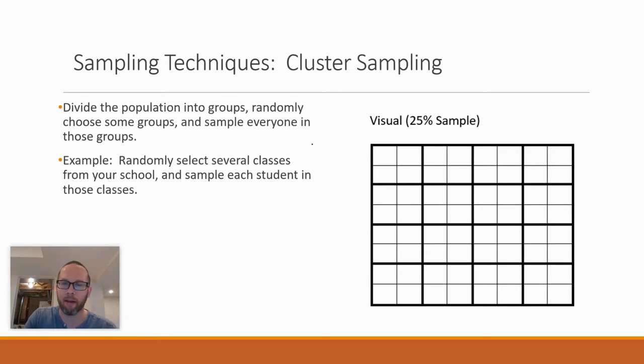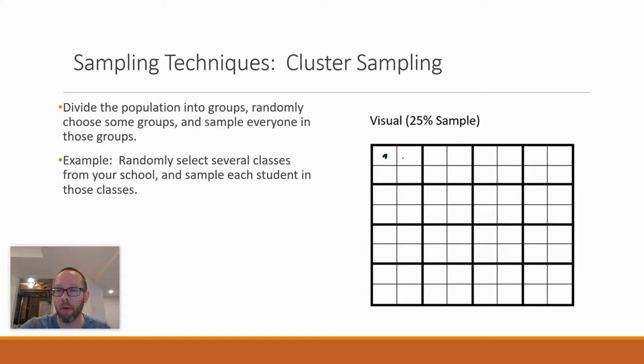The next sampling technique is called cluster sampling. So in this case, instead of selecting individual people from the population, you divide the population into groups. Choose some of the groups and sample everyone in that group. So that'd be like if you're getting information from, let's say, your school population, you might randomly go to several classes and then pick everyone in that class.